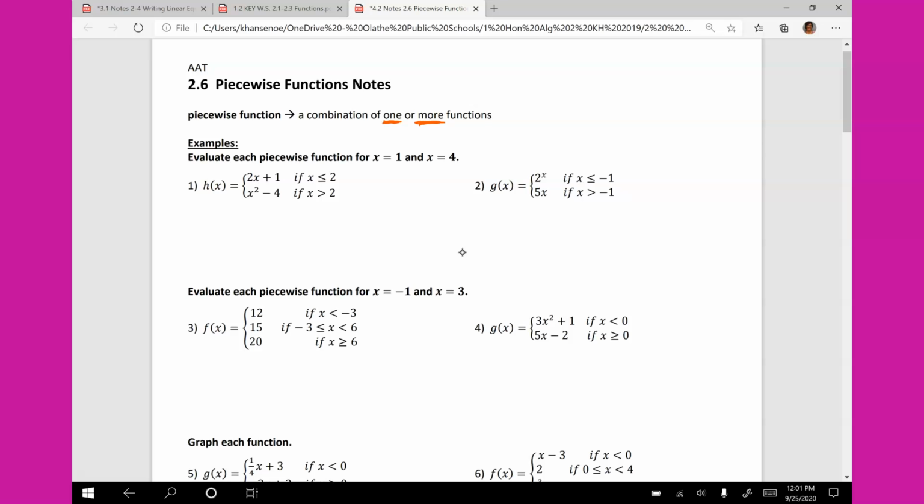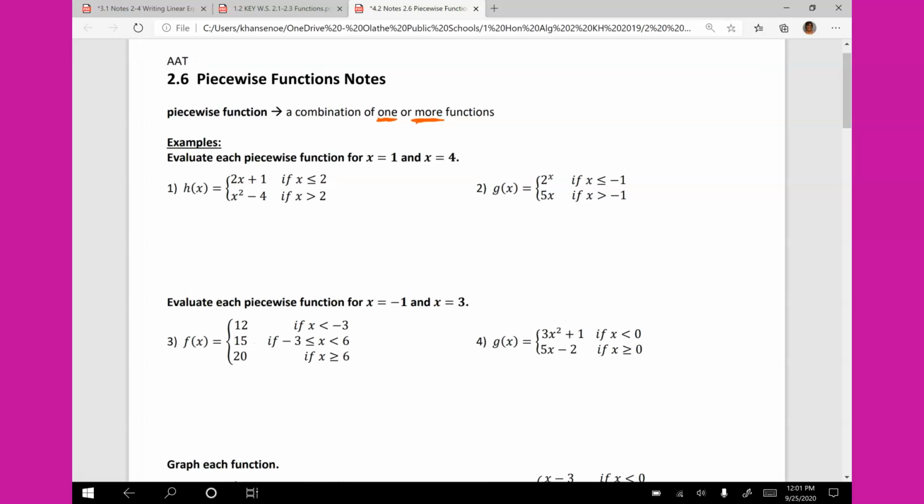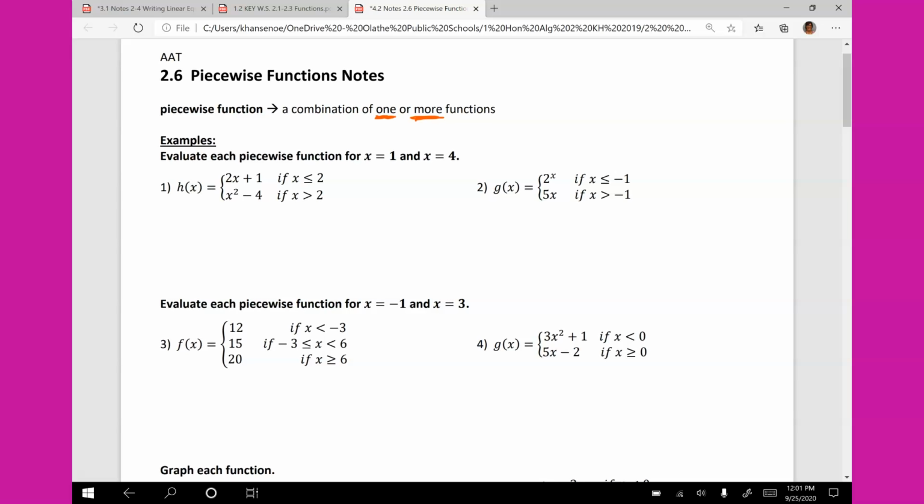So the first thing we're going to look at is if I want you to evaluate a piecewise function. For number 1, I have 2x plus 1 if x is less than or equal to 2, and then x squared minus 4 if x is greater than 4. What I want to do is pick the one that fits. Of my numbers, which one is less than or equal to 2? Well, that's 1.